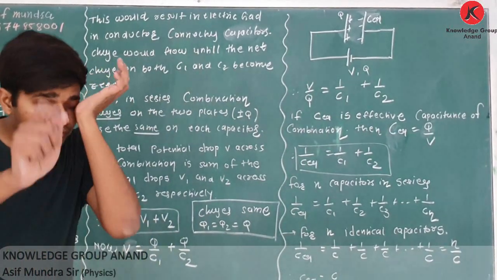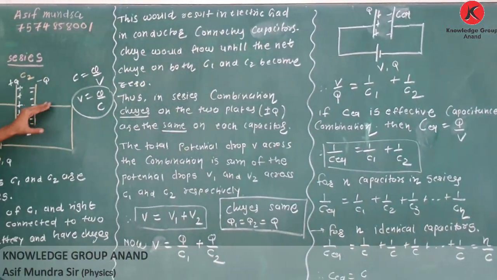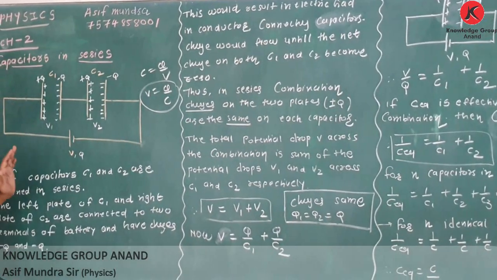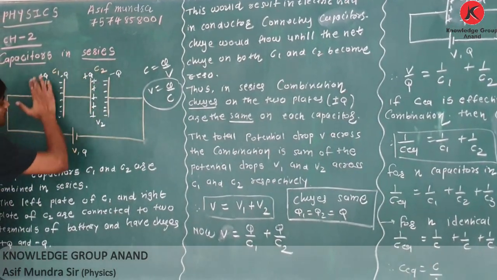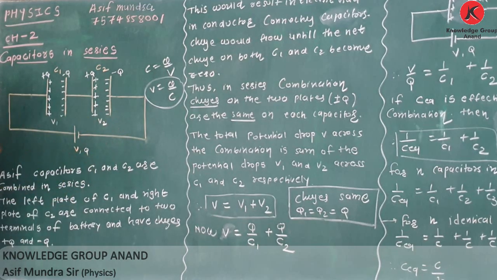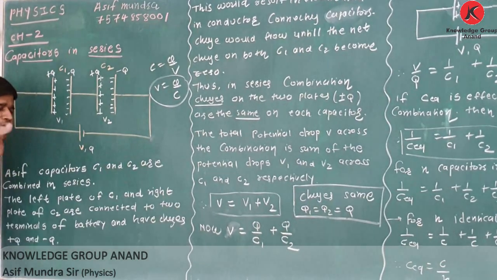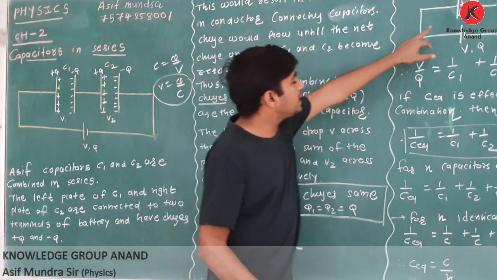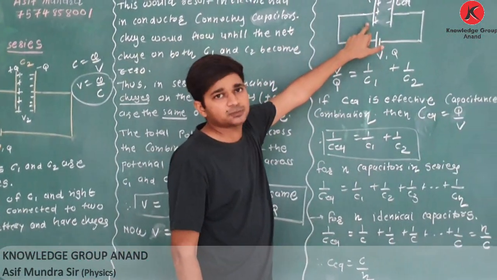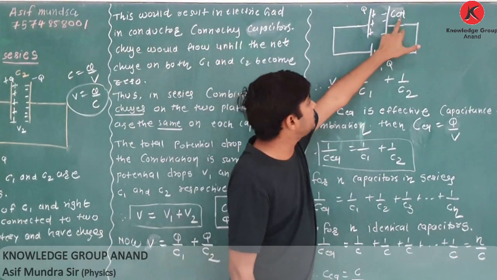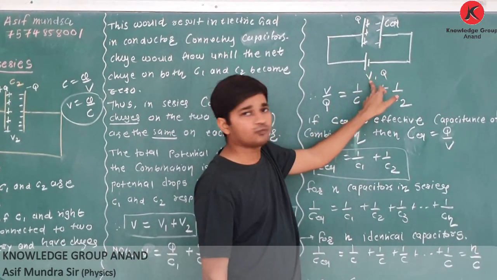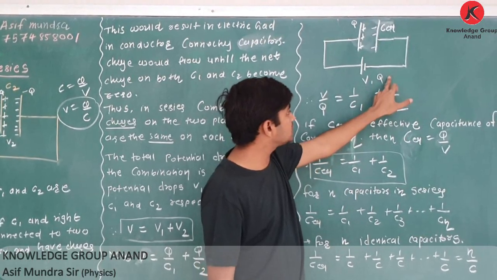Now what we have to find? We have to find the effective capacitance of this combination. If these two capacitors are replaced by only one capacitor, then how to replace? See, I have assumed, if these two capacitors are replaced by only one capacitor having capacitance C equivalent, the charge is Q and the voltage applied is V.